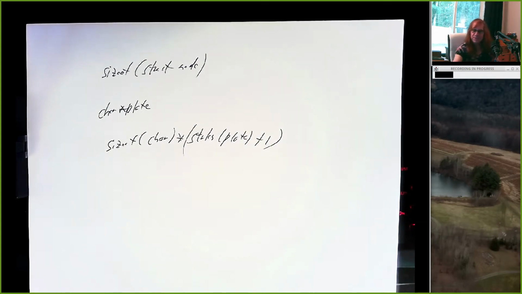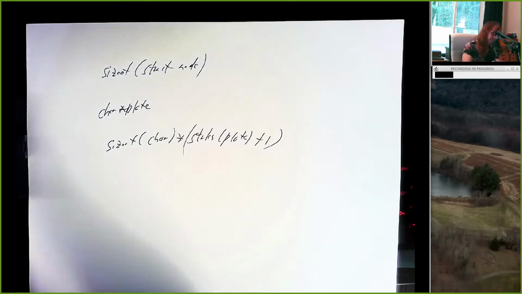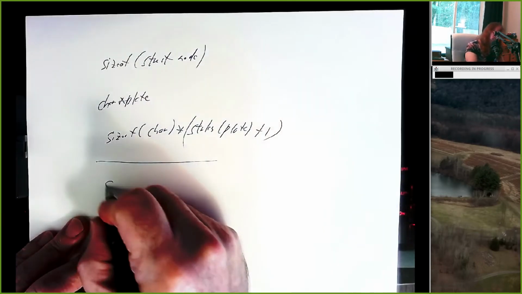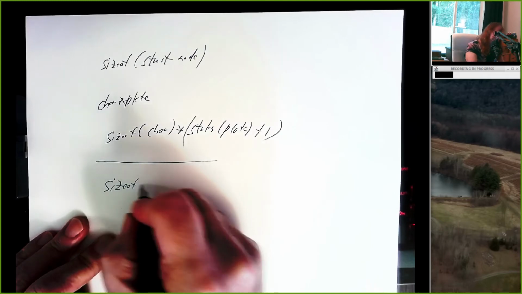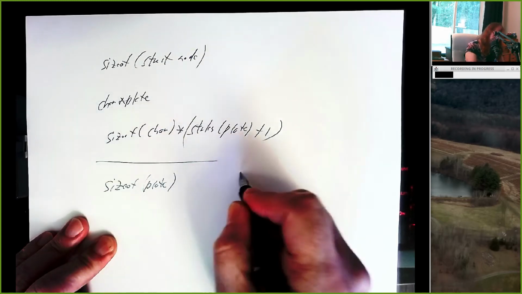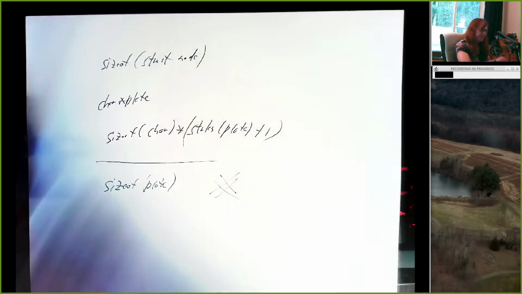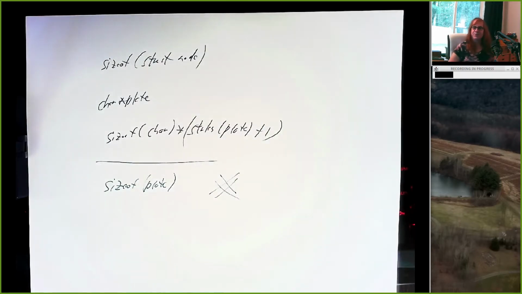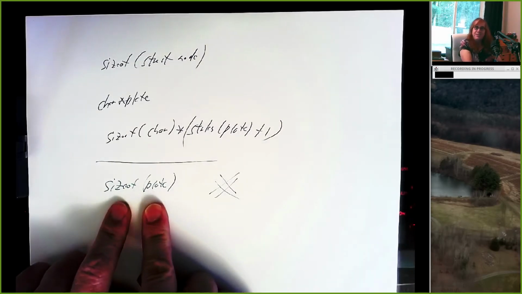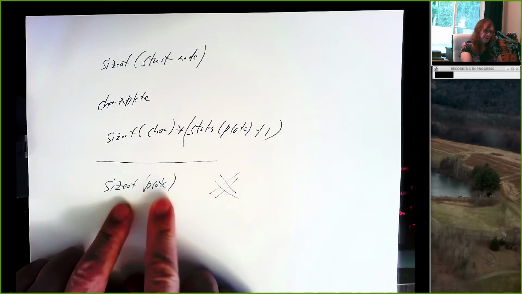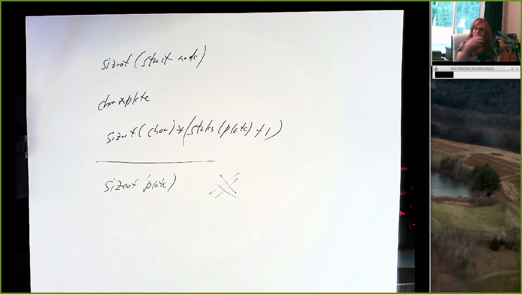So a number of people mistakenly did sizeof plate. That does not work, because plate is a char pointer, and char pointers take 8 bytes. So plate could be a 1,000 character long string, but this will be 8, right? And if you allocate 8 bytes and you copy 1,000 characters into it, you overflow memory.